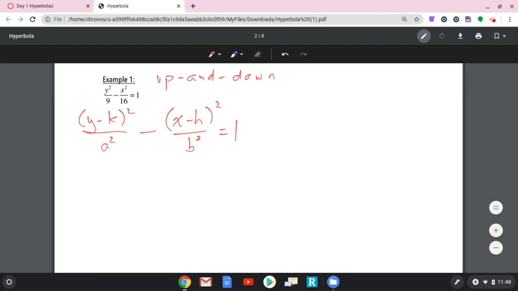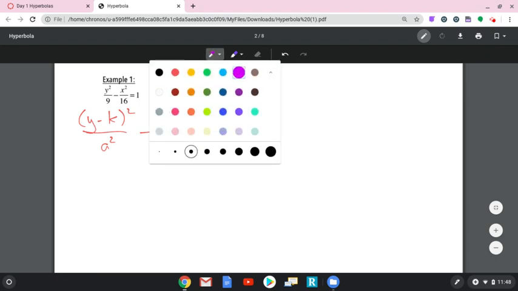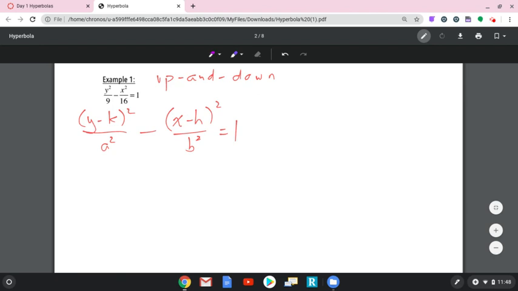Now, let's go through what we need to identify. The first thing I like to identify when we graph the hyperbola, just like the ellipse and the circle, is the center. What is my center? My center we know is (h, k). In this problem, nothing is subtracted from x or y. So I know my center (h, k) would be (0, 0). All right, that's step one. That's the first thing that we're going to find.